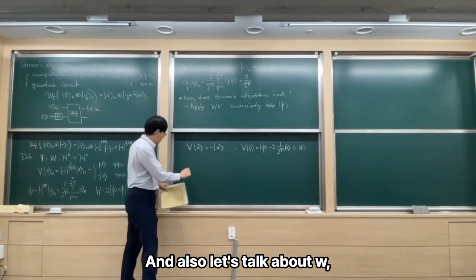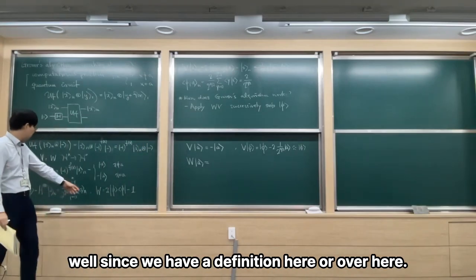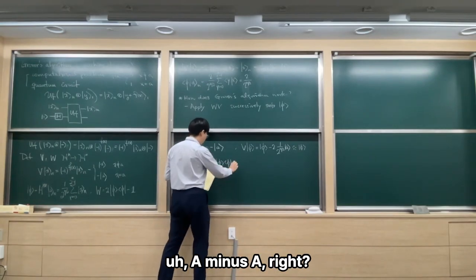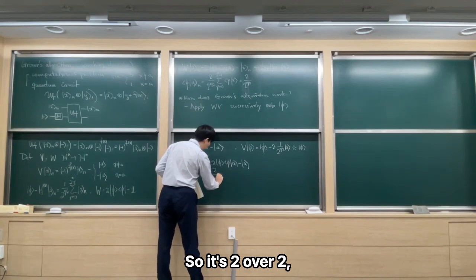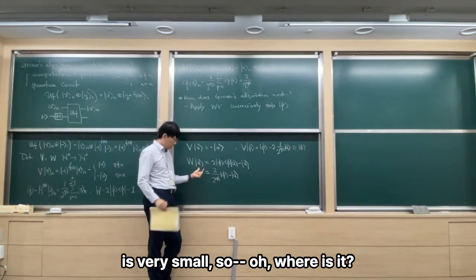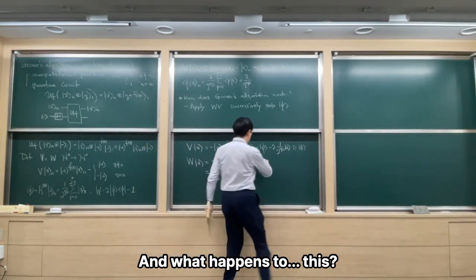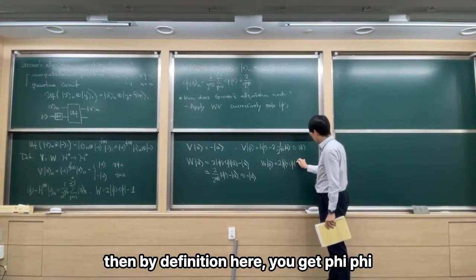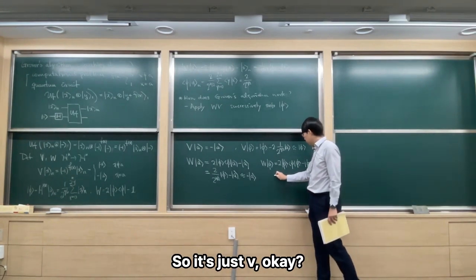And also, let's talk about W. What does W do on A? WA is, since we have a definition here, 2 phi ket bra A minus A, right? This one we already computed here. So it's 2 over 2 to the n over 2 phi minus A, right? You can see also that this coefficient is very small, so this is almost equal to minus A, right? And what happens to phi? When you apply this, by definition here, you get phi minus phi. Now, when you do this, it becomes 1 because that's the same thing, right? So it's just phi, okay?